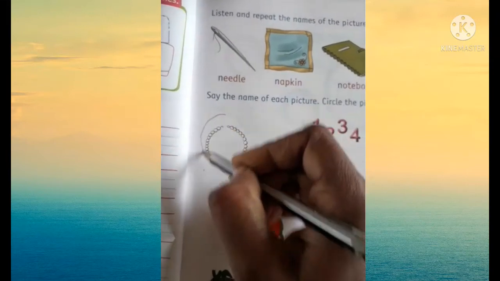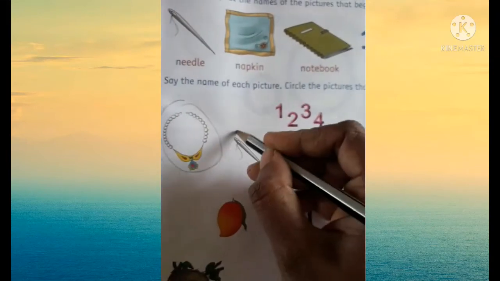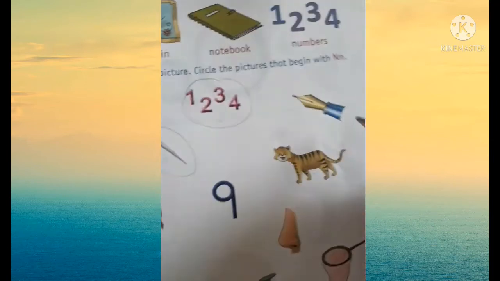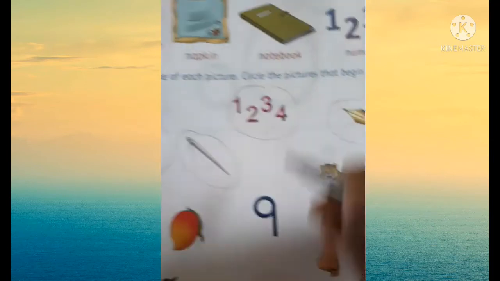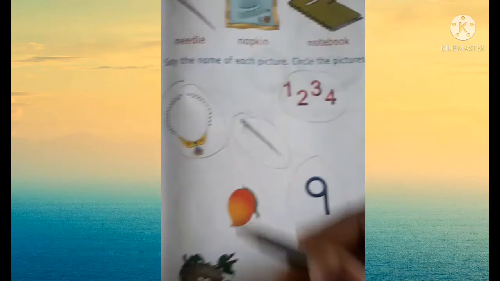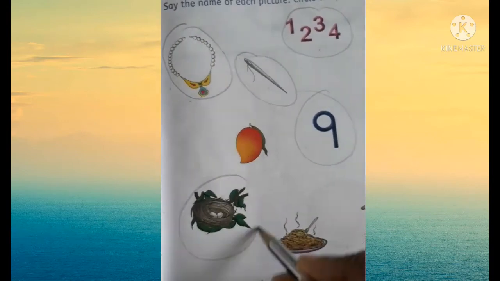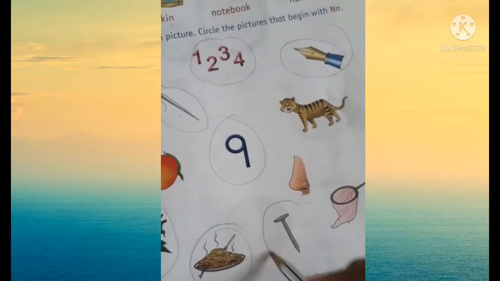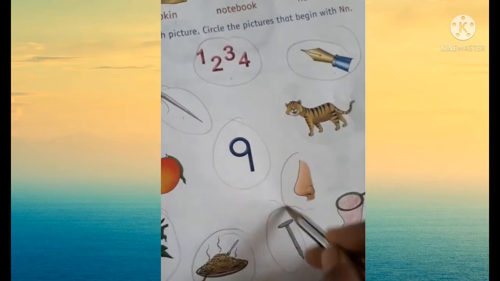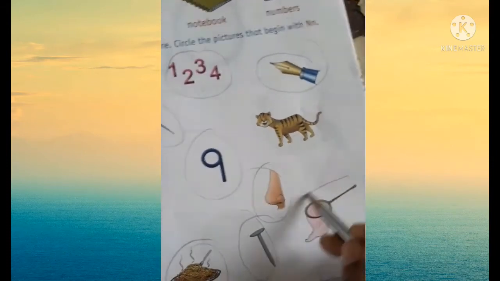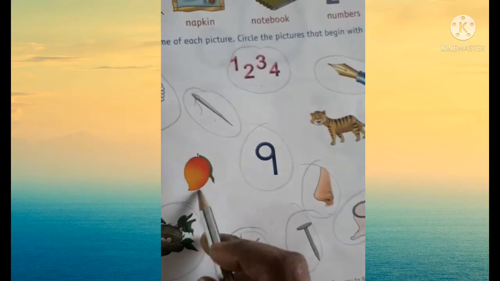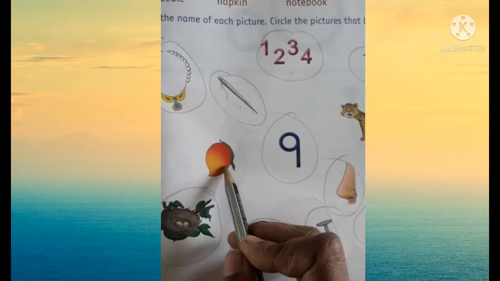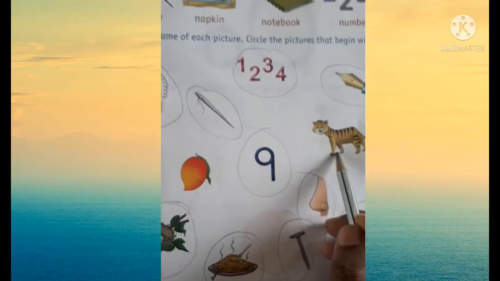Yes, N for necklace, N for needle, N for numbers, N for nib, N for nine, N for nest, N for noodles, N for nail, N for nose, N for net. These two pictures start with different letters. This is M for mango and this is T for tiger.